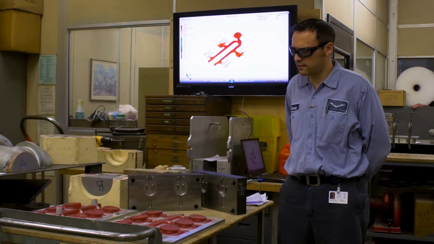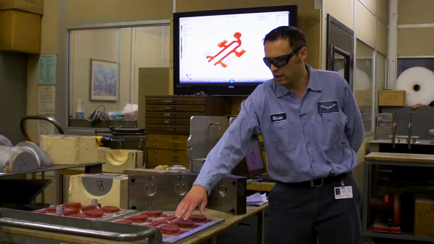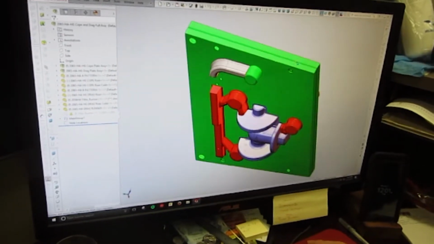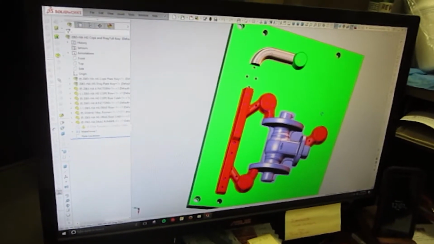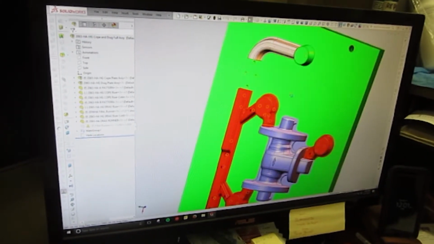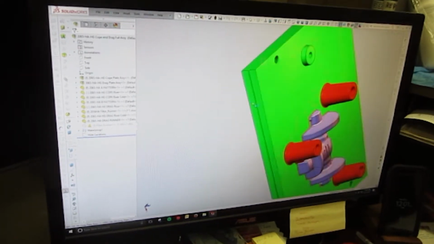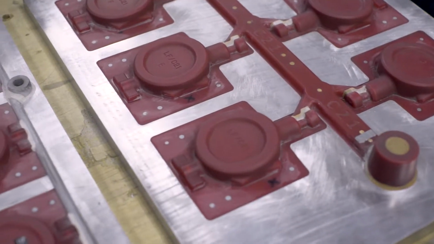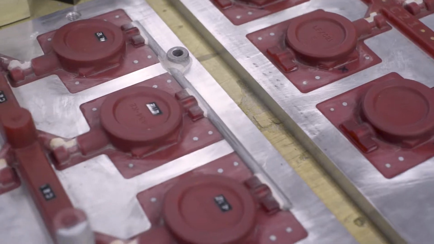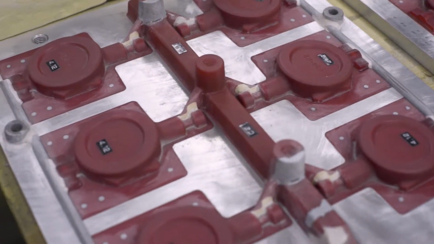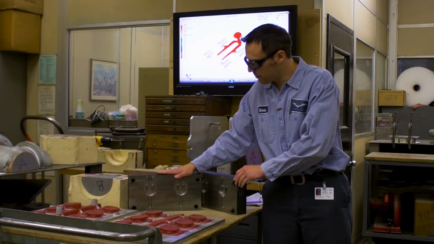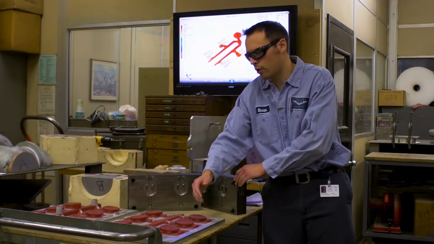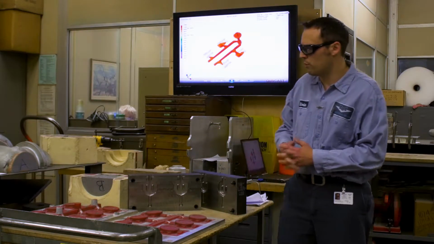And what we get is a model of the casting from our engineering department. And from there, we will model up the pattern, and we will also model up the mold. What we get from our engineering department is just the casting and the core. And what we end up doing is building the core boxes in case we need a core, and the pattern, to make the molds.